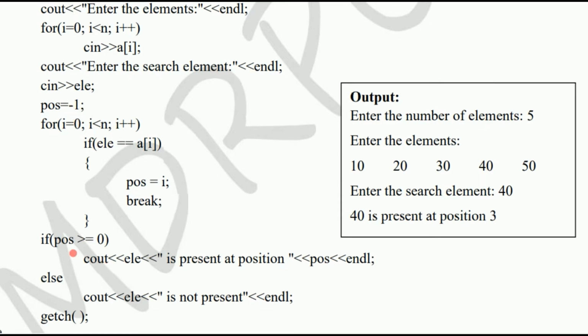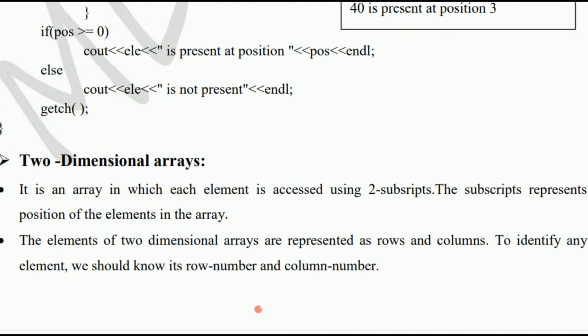Still it is -1. So is POS greater than or equal to 0? No, it is less than 0. So cout, 25 is not present. Okay, in this way we can search for the element.